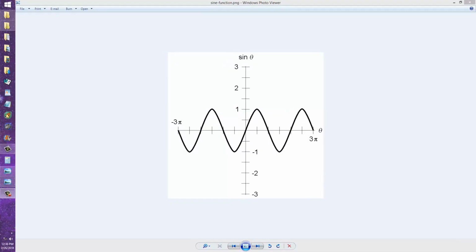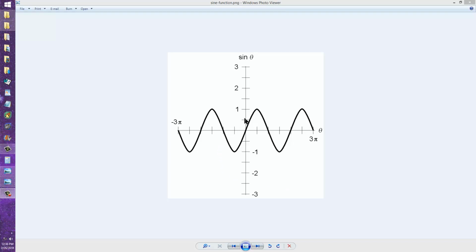Stan Gibilisco here. I'm going to show you the difference between a sine wave and a cosine wave. Shape-wise, there's actually no difference at all.